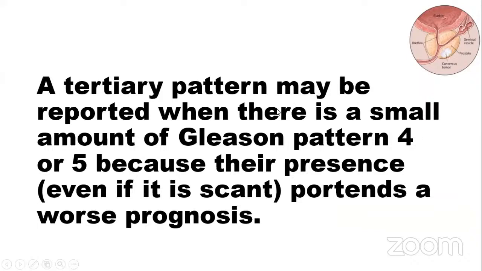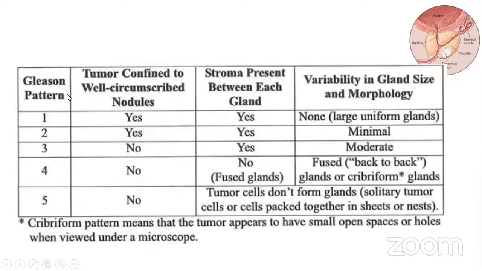Tertiary patterns might be reported when there is a smaller amount of Gleason score pattern 4 or 5, because their presence, even if scant, portends a worse prognosis. This is the Gleason score pattern from 1 to 5.